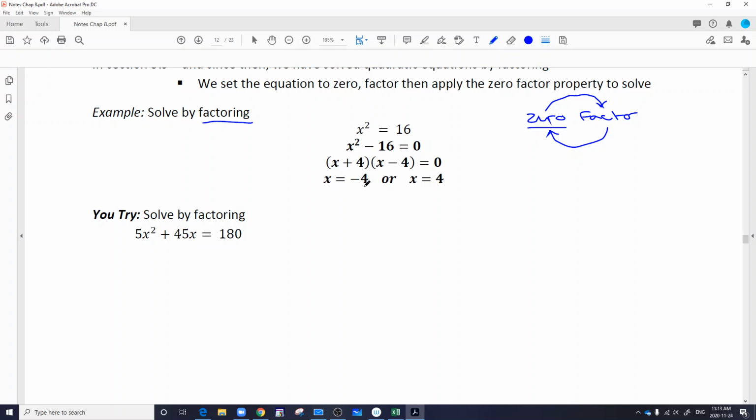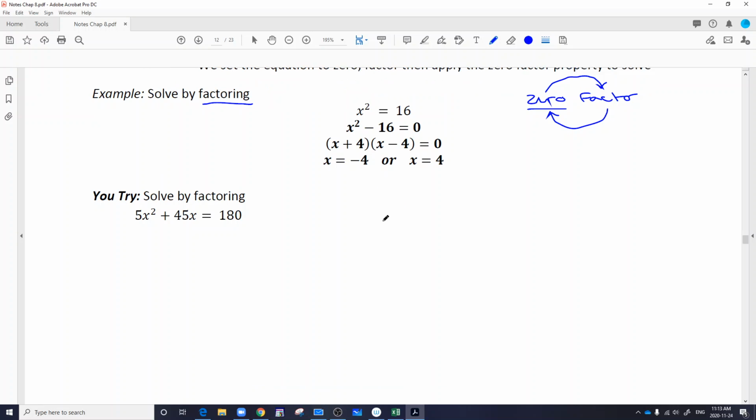When x is negative 4. What makes x minus 4 equal to 0? When x equals 4. So these would be my 2 x-intercepts for this function. So what if I gave you this one?